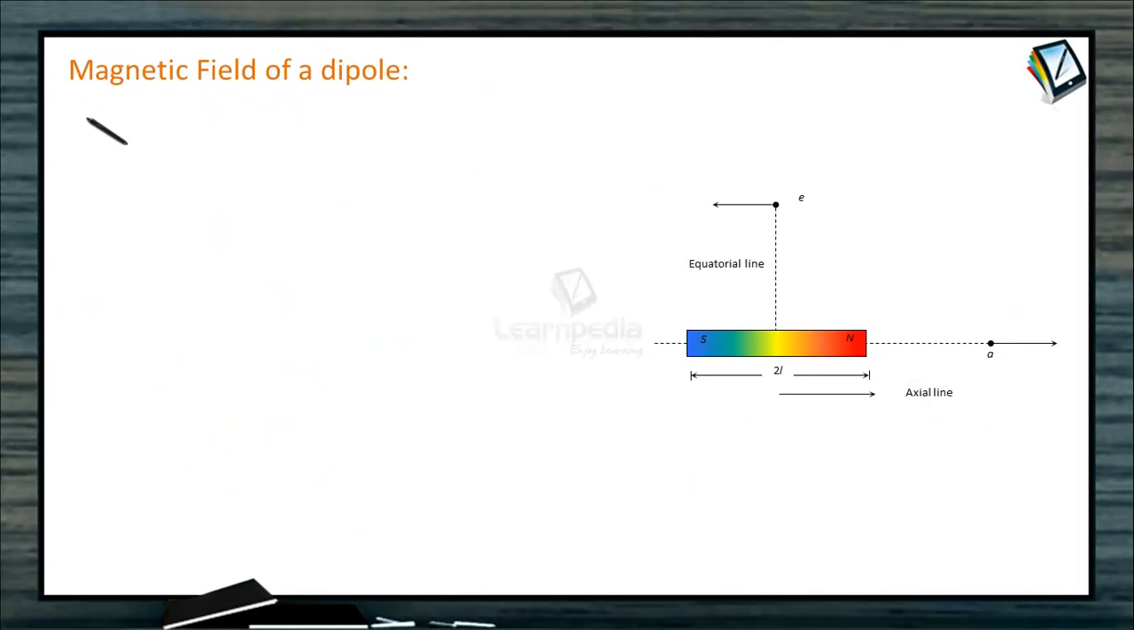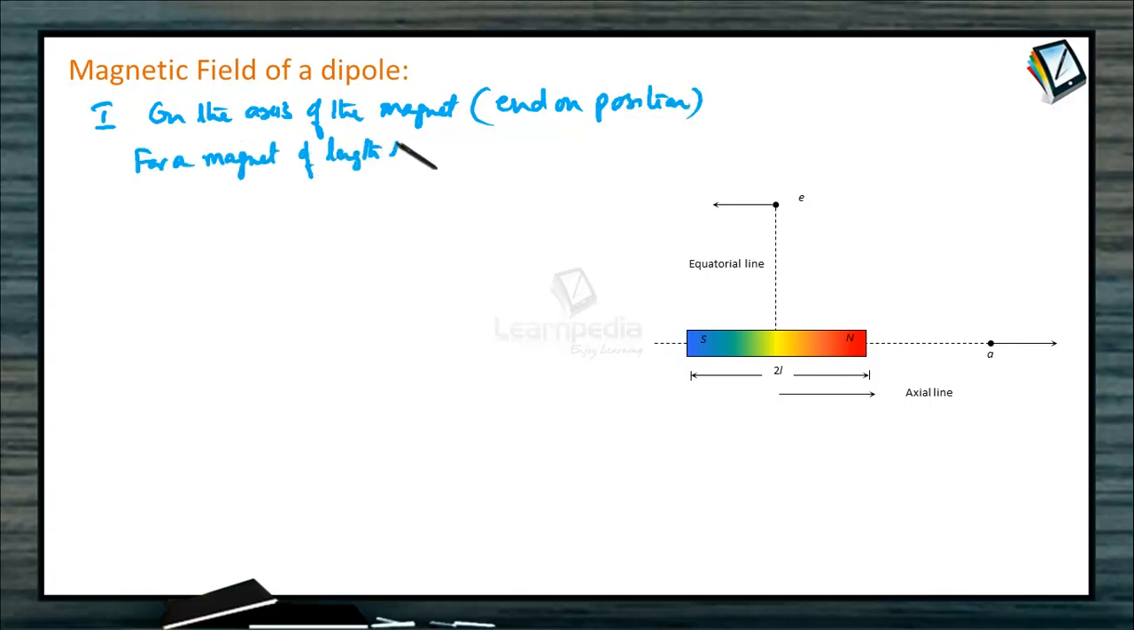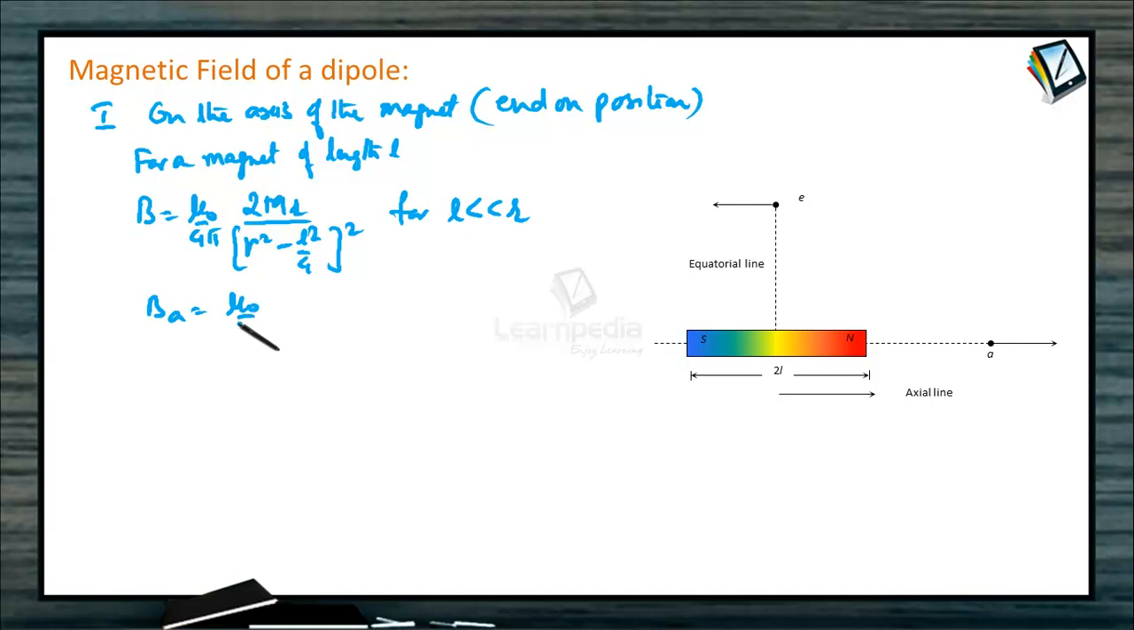So the magnetic field we can take as we studied in case 1 and case 2. We can also use the formula we derived earlier with respect to r and length L. So in case 1, we will take on the axis of the magnet. We'll call this position the end on position for a magnet of length L. B will be equal to mu naught by 4 pi 2mr divided by r square minus L square by 4 whole square. For L much less than r, the magnetic field along the axial line is mu naught by 4 pi 2m by r cube.